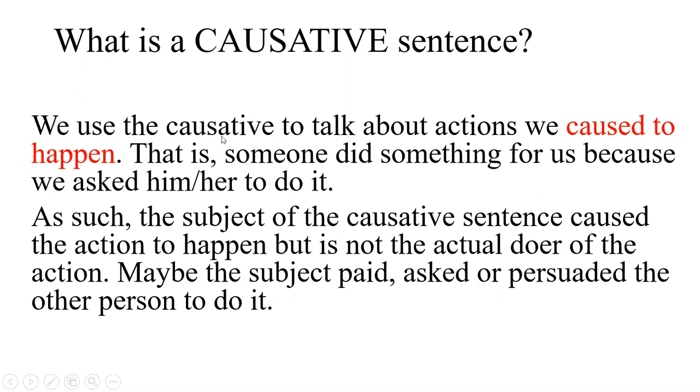So let's read from the slide in front of you. We use the causative to talk about actions we caused to happen. So we did not do the actions and we did not receive the actions. We caused them to happen. That is, someone did something for us because we asked him or her or them to do it. As such, the subject of the causative sentence caused the action to happen, but is not the actual doer of the action. Maybe the subject paid money or asked someone or even persuaded them to do that action for them.